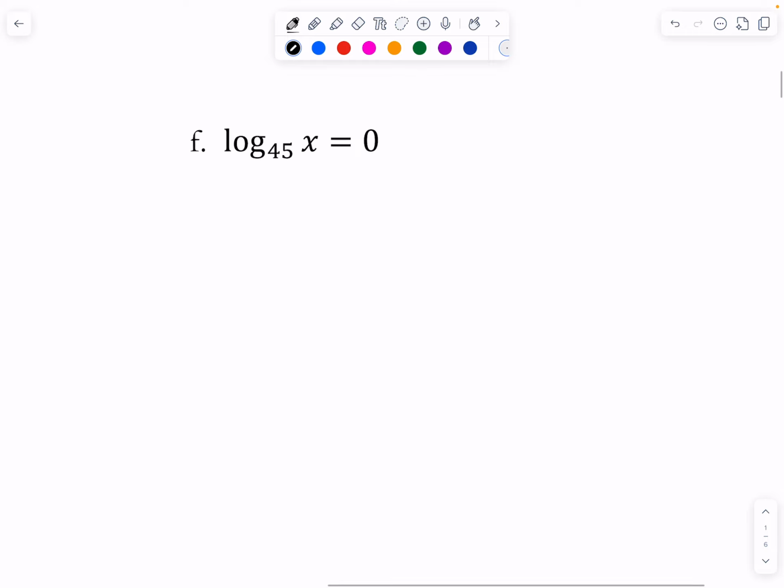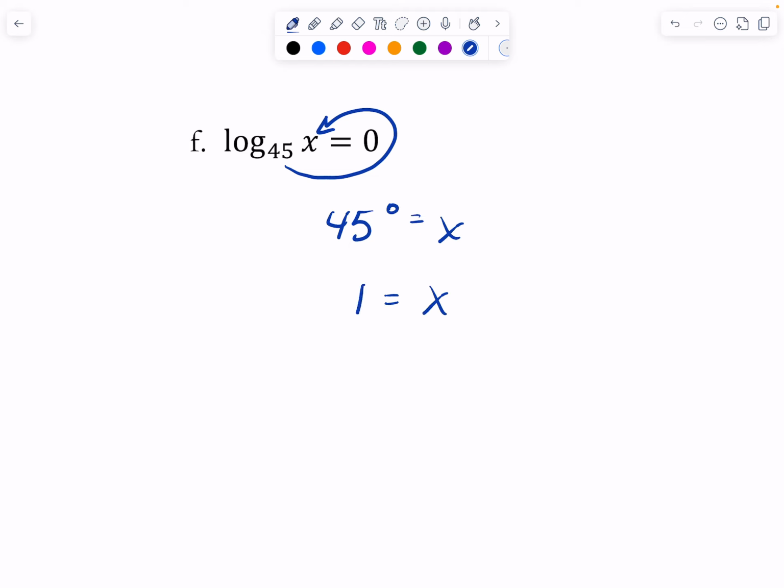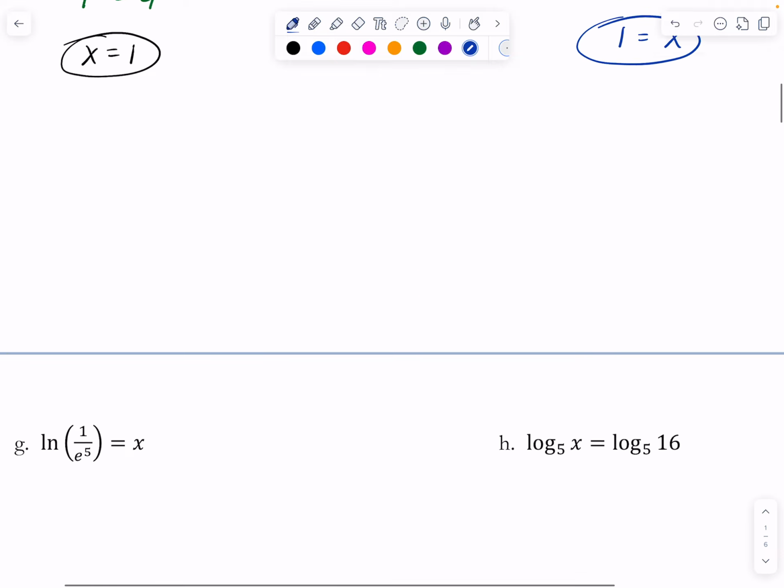Okay, next one here. I have 45 to the 0 power equals x. Anything to the 0 power is 1, so x is equal to 1. All right, so pretty straightforward here.